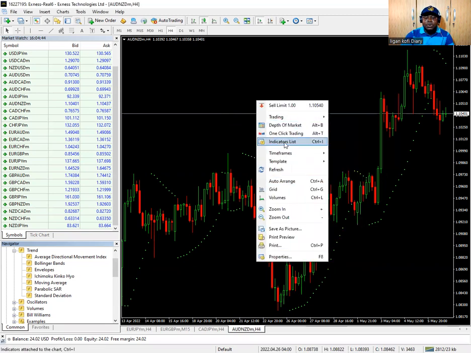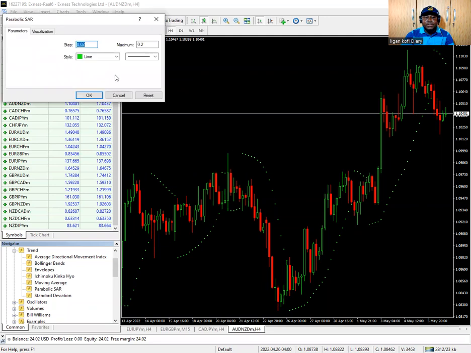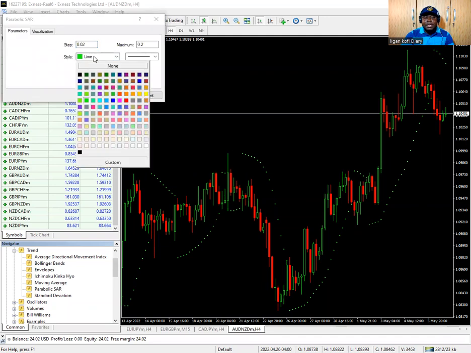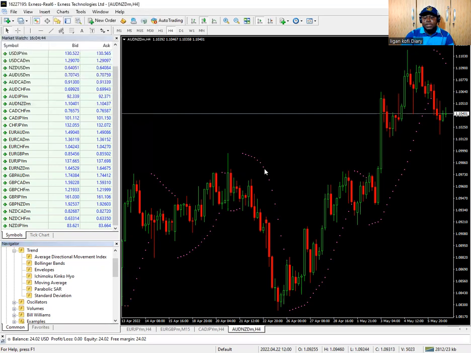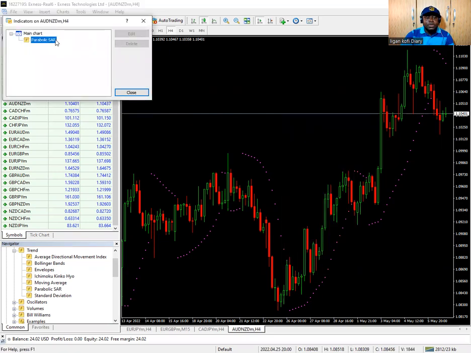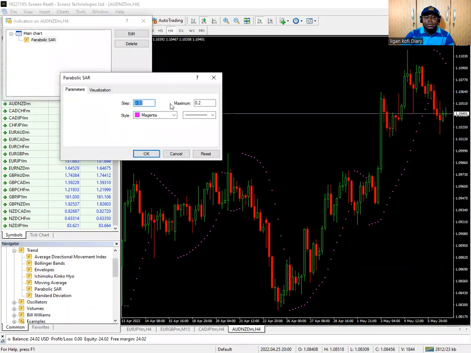So when you right click, you go to indicators list. You see the indicator here. You click to edit it. You can change the color. If the color is lime, and you need it to become maybe pink, you can choose pink or whatsoever. And you see that the colors have changed on the chart. So if you want to do any adjustment to the indicator, you can do it. If the step is what you don't like, but you want to maximize it, you can do all that.